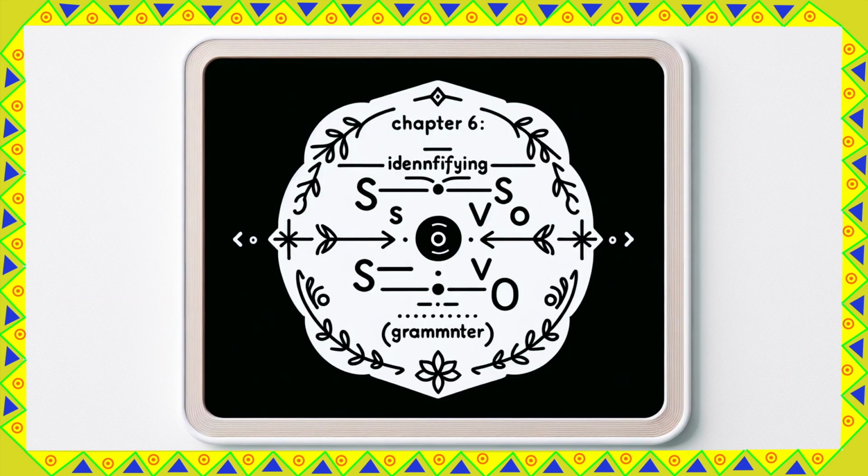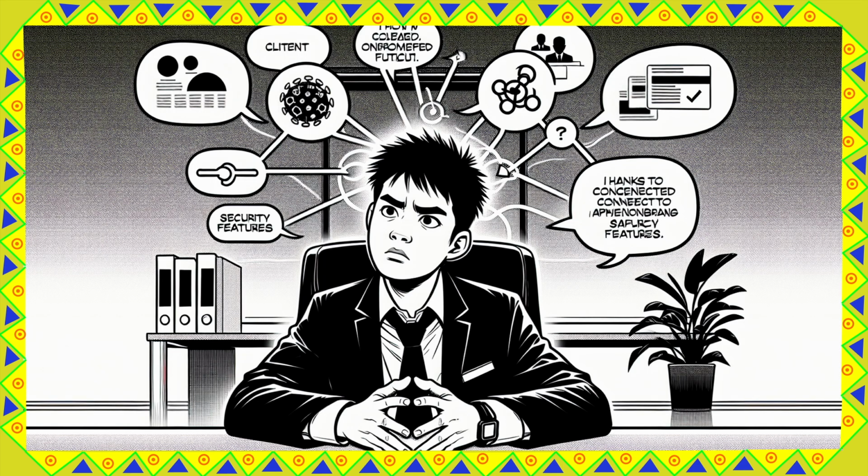Chapter 6. Identifying SVO. The client approved the proposal but requested additional security features before moving forward with implementation. The words seemed to float around the conference room like scattered puzzle pieces. Akihiro identified several of them individually: client, approved, security features. But he struggled to assemble them into a coherent message. Who had approved what exactly? And what was the actual request?